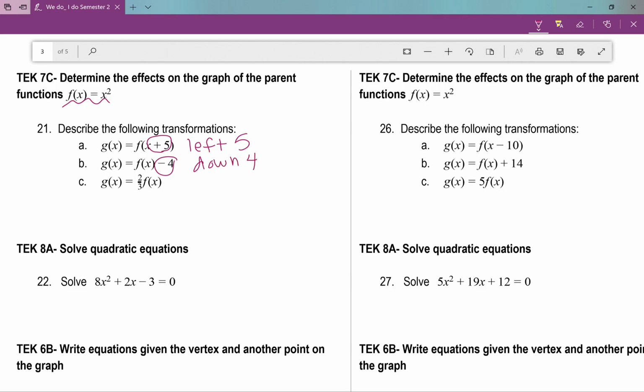And then lastly on C, remember we have that fraction. And fractions make our graphs fatter or wider. So this right here, all we need to know is that it's going to be wider than our parent function. Wider than our parent function.